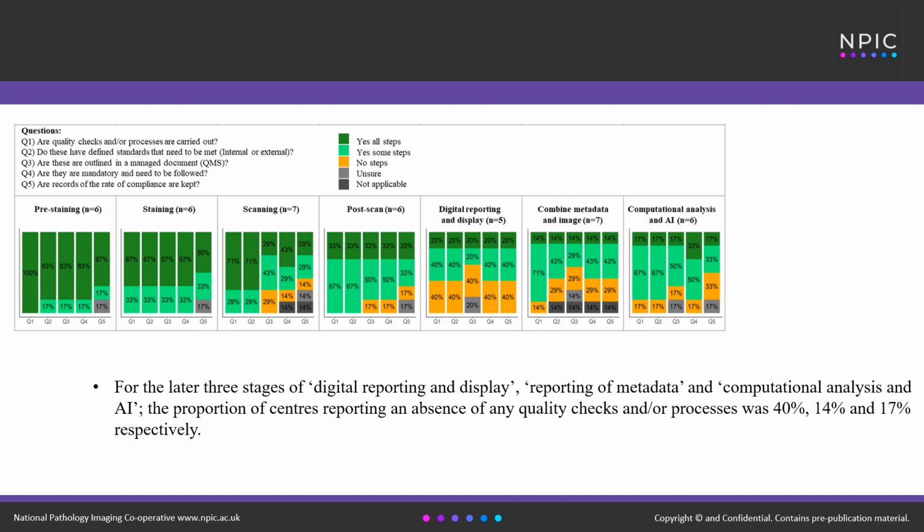For the later 3 stages though, so digital reporting and display, reporting of metadata and computational analysis and AI, the proportion of centres reporting a complete absence of quality checks or processes was 40%, 14% and 17% respectively.